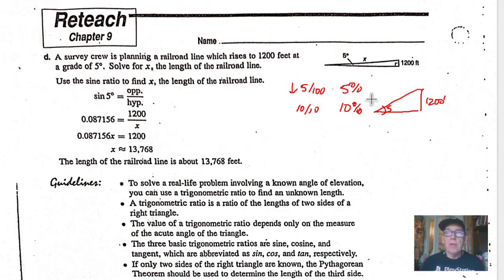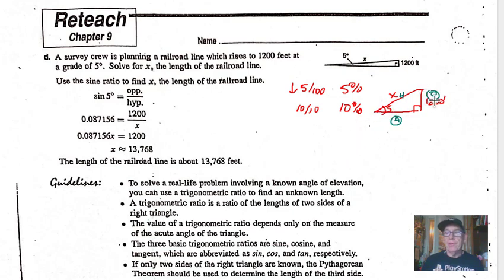They want us to find the length of the railroad line. So they want us to find the hypotenuse. So here we have our right triangle. Here's our reference angle. The x length that we need to solve is the hypotenuse of this triangle. This is the adjacent side, which makes up the angle, and the opposite side is 1,200.